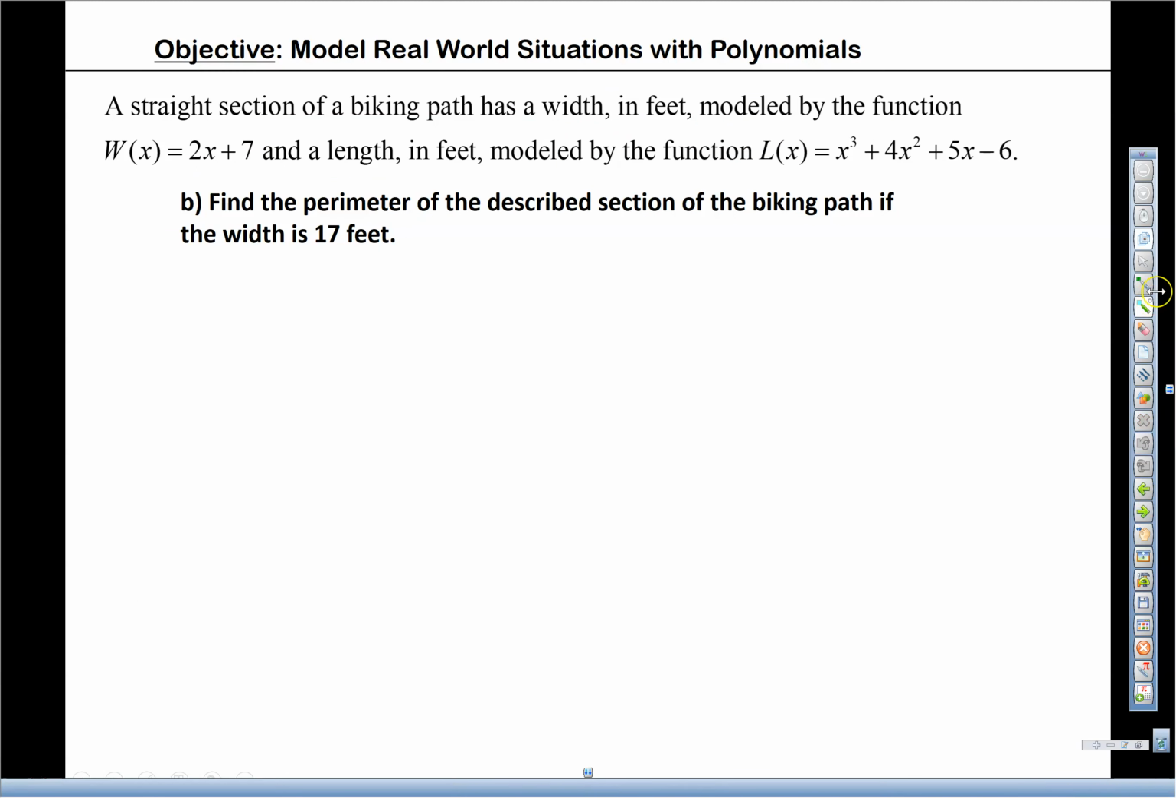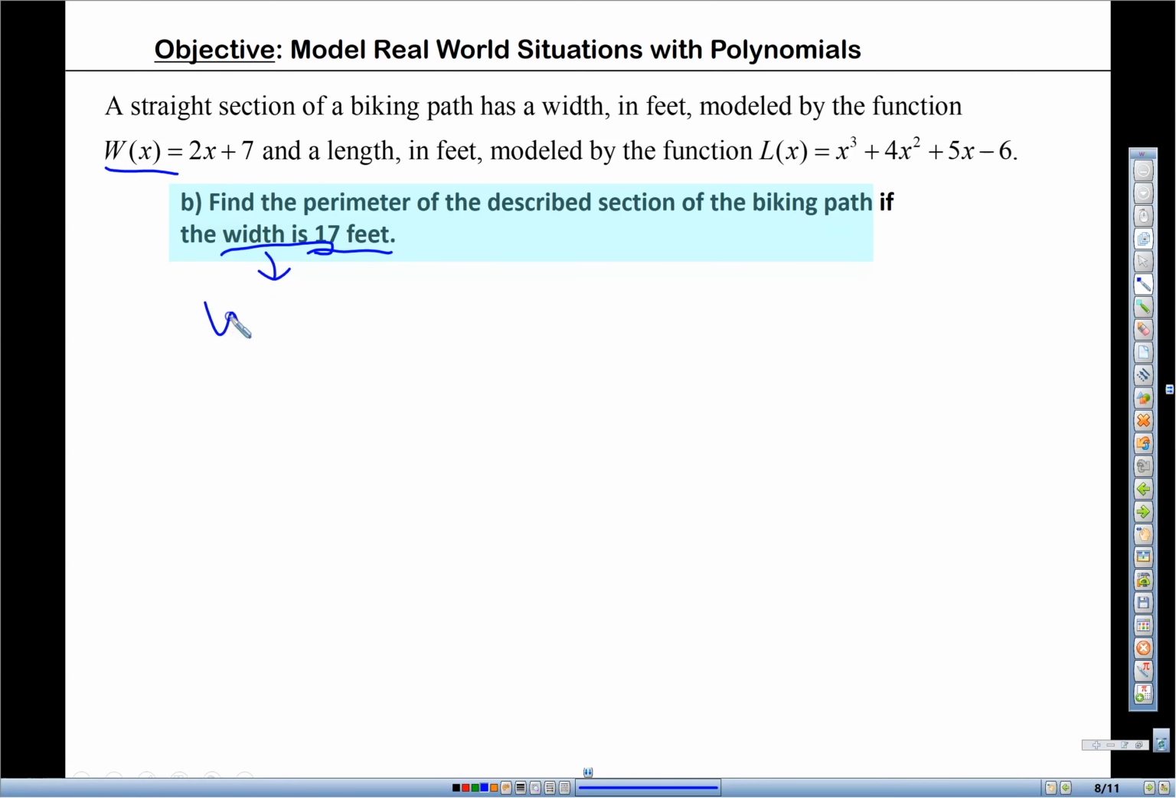So here we've got a part B to this problem. We're going to do this together. Part B says find the perimeter of this section of bike path if we know the width is 17 feet. Now, what can happen to people in math problems is that they make assumptions they shouldn't make. Like, for example, assuming that whatever number you're given automatically represents the variable x. And we have to realize here it doesn't, because x is not the width. x is something else. The width, remember, is w of x.